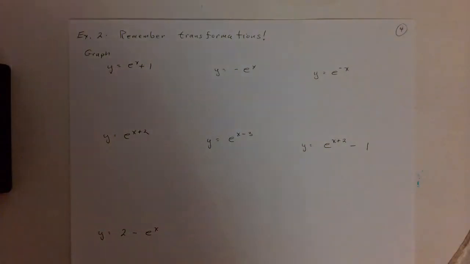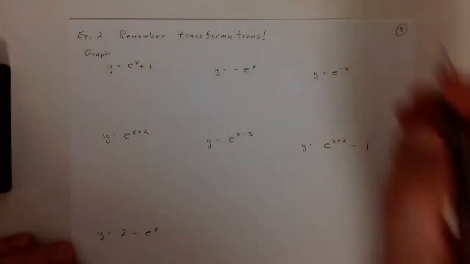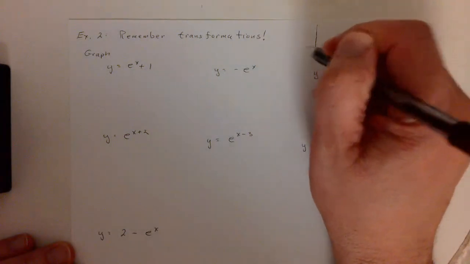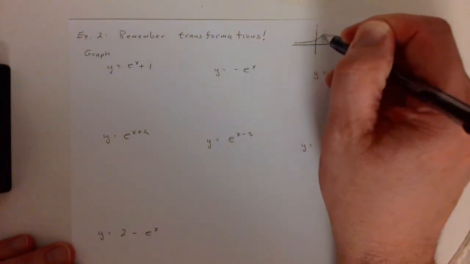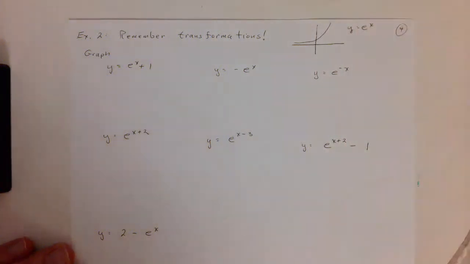Okay, so for this next set of examples, there's really not going to be anything new, in the sense that we're just applying what we know about transformations of functions. We did this in chapter 2, and the only difference is we're going to be doing these transformations to the graph of y equals e to the x. Let me just remind you, that's what this function looks like.